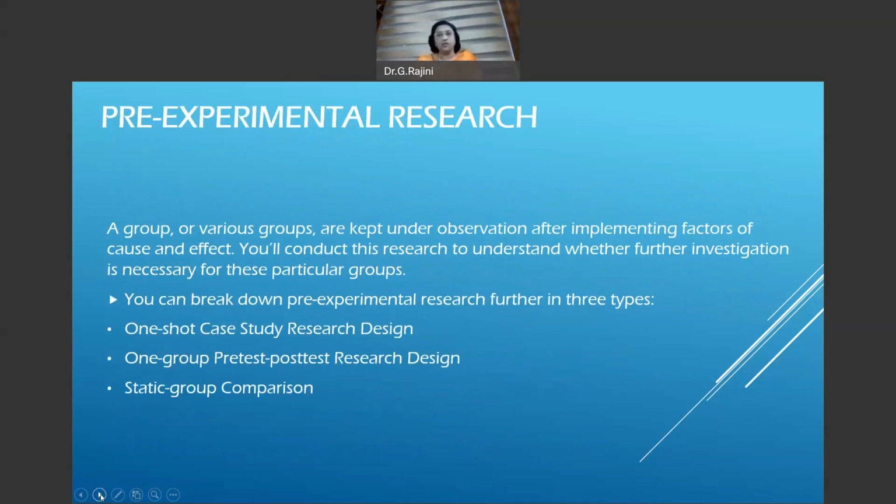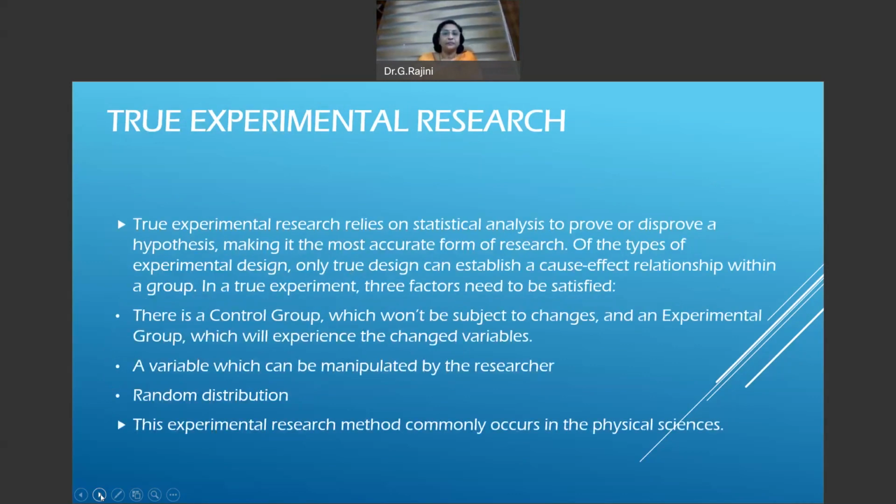So pre-experimental research: a group or various groups are kept under observation after implementing the factors of cause and effect. We can break down pre-experimental research into 3 types further: one-shot case research design, one group pre-test post-test research design, and static group comparison. True experimental research is also there. Here, it relies on statistical analysis to prove or disprove a hypothesis, making it a more accurate form of research.